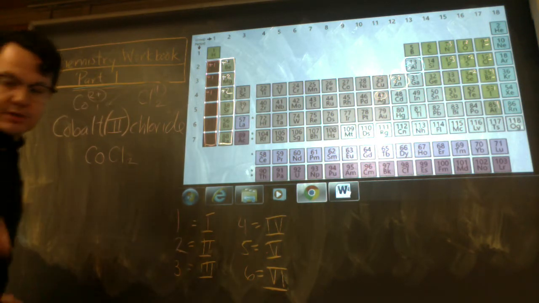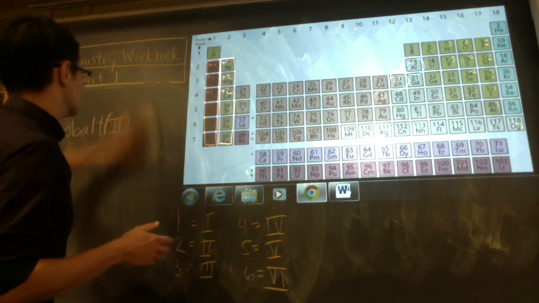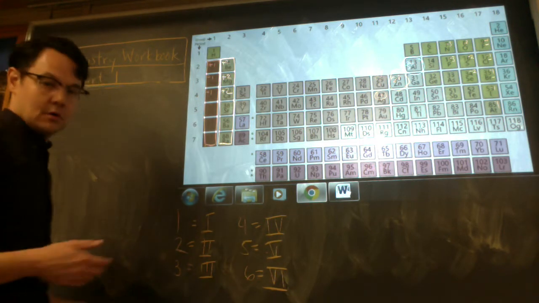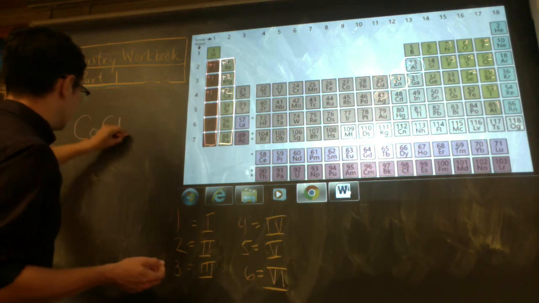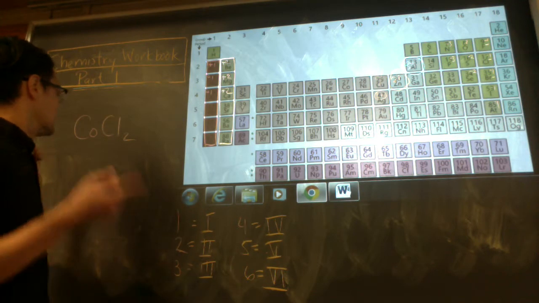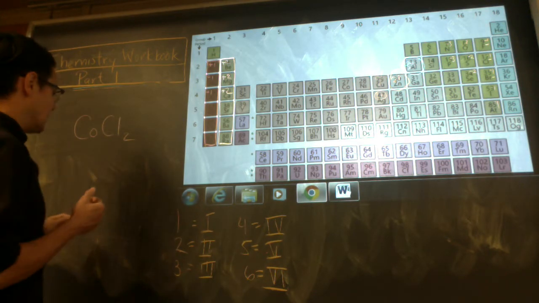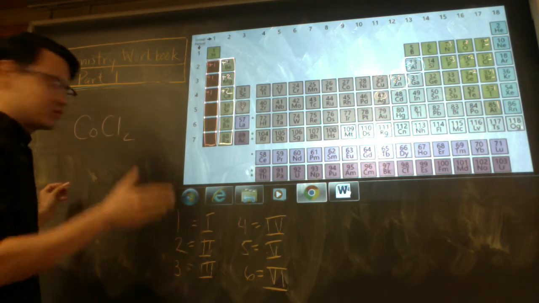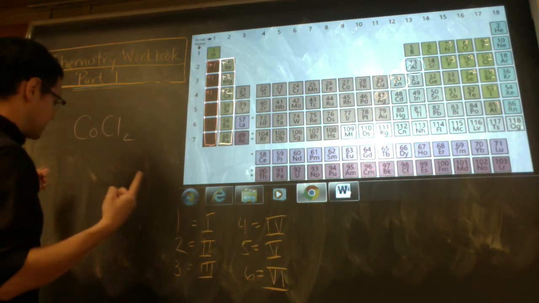Okay, so here's a question. What if you were given a formula, CoCl2? What would you call it? So here's what you do, and you can run into some trouble on this kind of question. If you're given the formula and you need to find the name, you do the reverse crossover rule first.